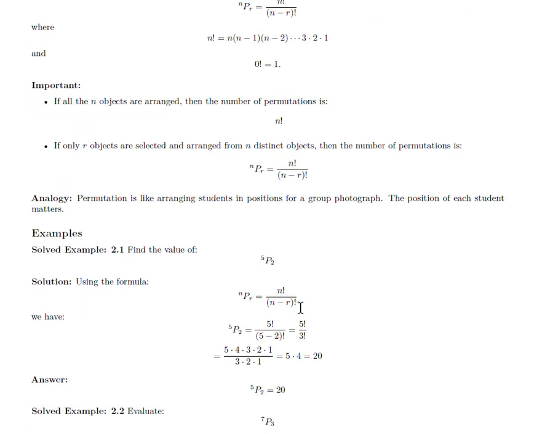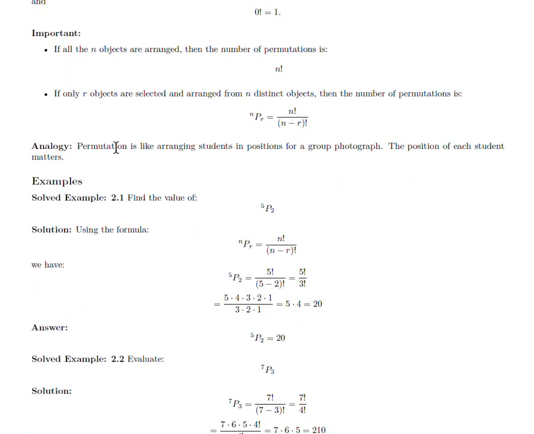Let's see. An analogy says that permutation is like arranging students in positions for a group photograph. The position of each student matters. You also have that at the back of your mind.